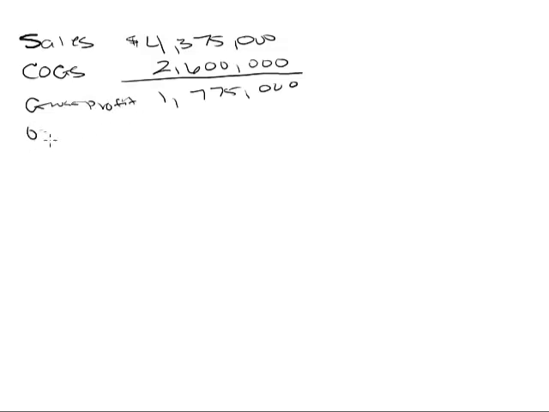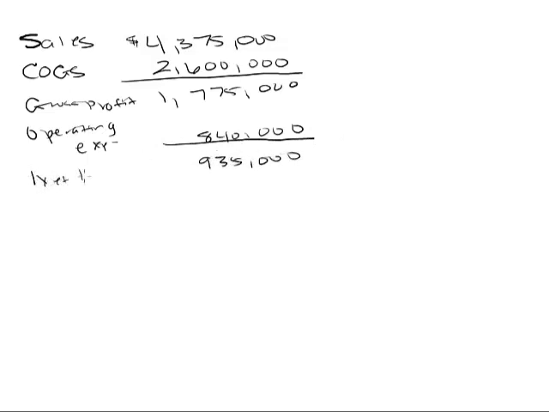Our operating expenses come to $840,000. So we've got net income of $935,000. Okay, so that's our current operations. Let's say that right now we're at 75% capacity.